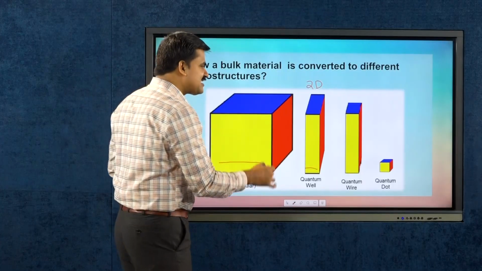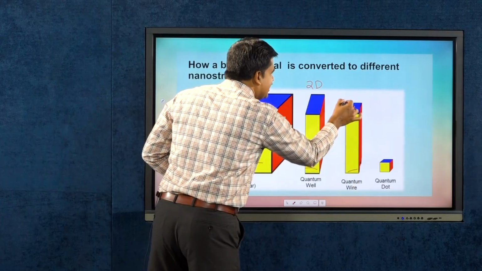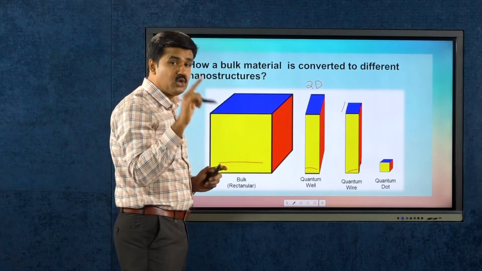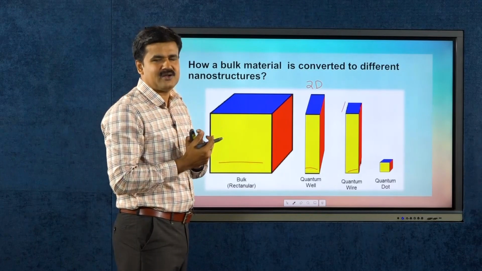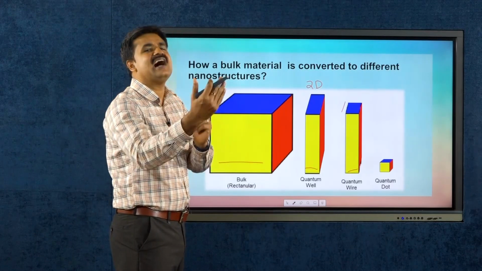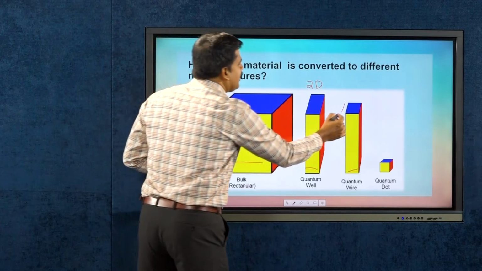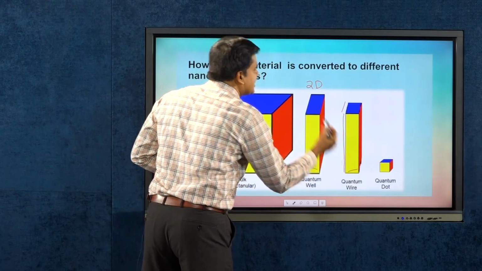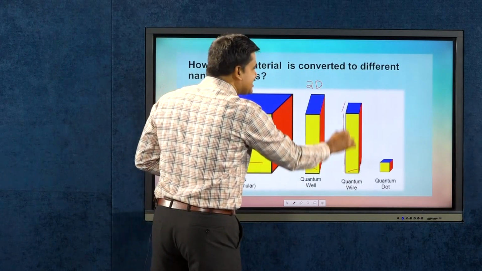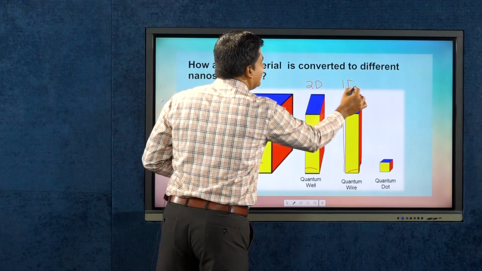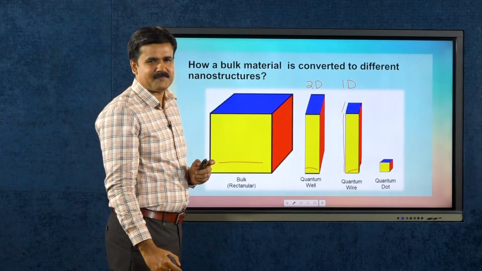Then X direction and Z direction. Two directions are reduced to nano. Two dimensions are reduced to nano. Only one dimension is outside nano. Hence, these types of materials are called 1D nanomaterials.